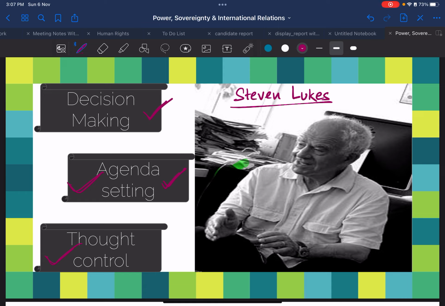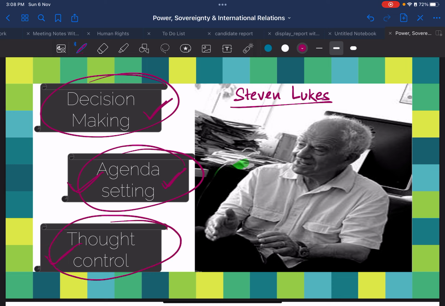Second, it may be reflected in the capacity to shape the political agenda, influence the decision making, and thus prevent the decision being made. And the third, it may take the form of controlling people's thoughts by manipulating their preferences. So this is about Steven Lukes and Joseph Nye, who are talking about this.